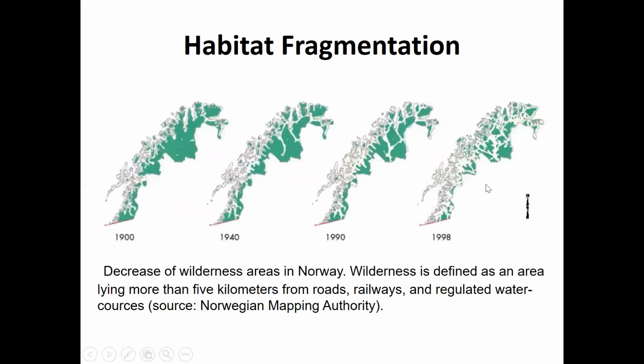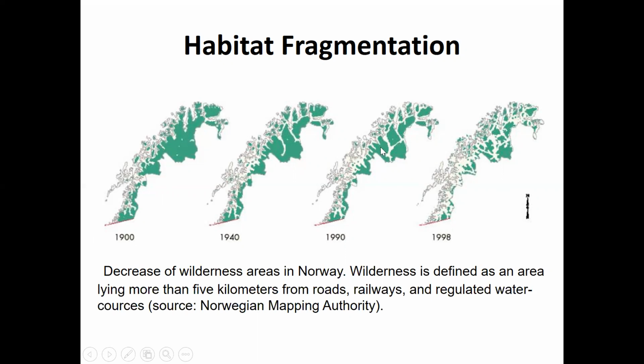Okay. So here's a nice example of habitat fragmentation looking at Norway. Okay, this is looking specifically at what is defined as wilderness area in Norway, which in order to be defined as so has to be more than 5 kilometers from basically human development, such as roads and railways, things like that. Okay, and so you can see as we go across 100 years, and surely as the population of Norway has grown and the infrastructure has grown, you have what's mostly a large continuous area of habitat, especially in the north here in 1900.